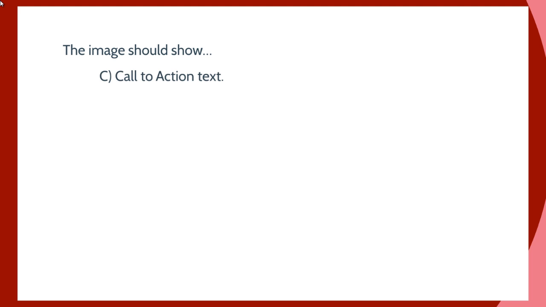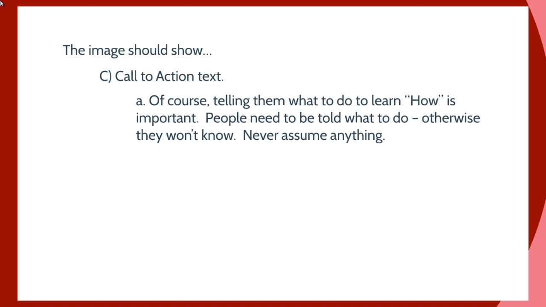The image should also show a call to action text. Of course, telling them what to do to learn how is very important. So going back to the example earlier, they're going to want to learn how. So you're going to want to put some text in the image that tells them what to expect after they click. People need to be told what to do. Never assume anything. Never assume that they know what to do.